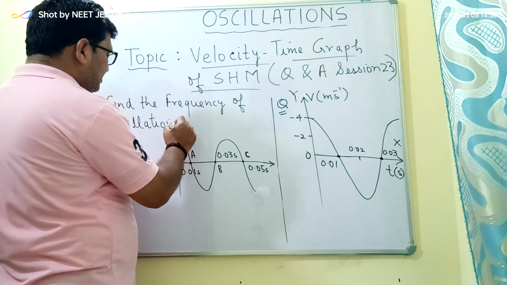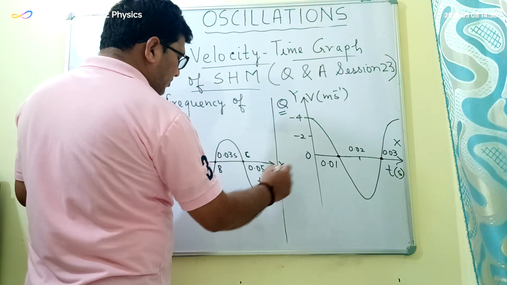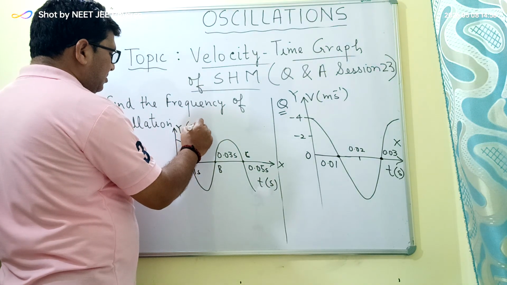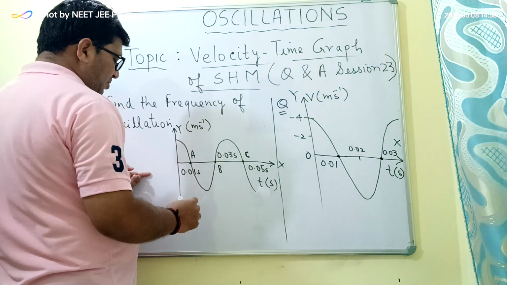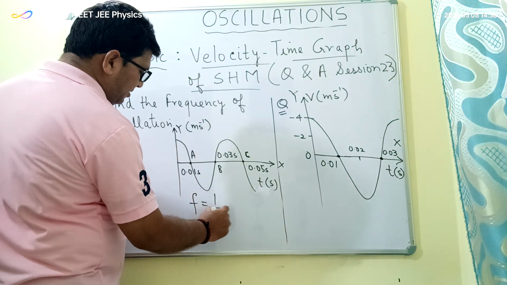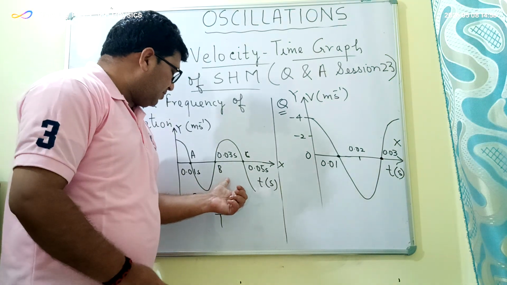So let us consider that this is the y-axis and this is the x-axis. So on the x-axis we have the time in seconds, and on the y-axis we have got the velocity in meter per second. Now the frequency of oscillation f is equal to 1 upon T, where T is the time period and time period is the time taken to complete one oscillation.